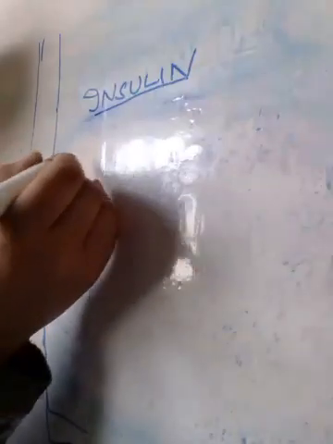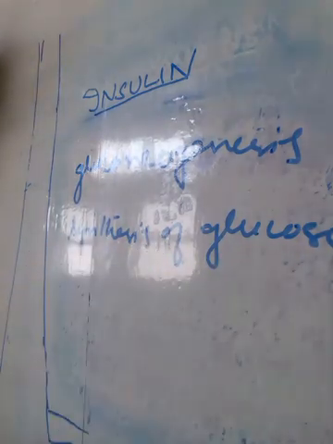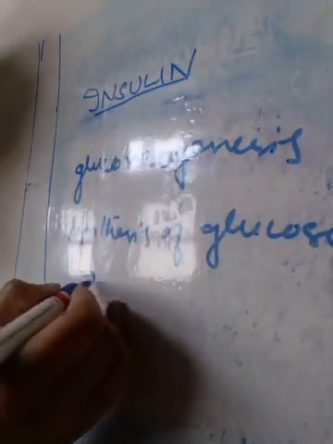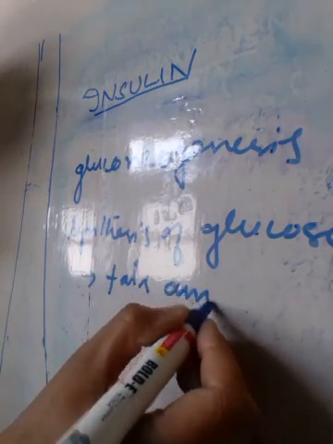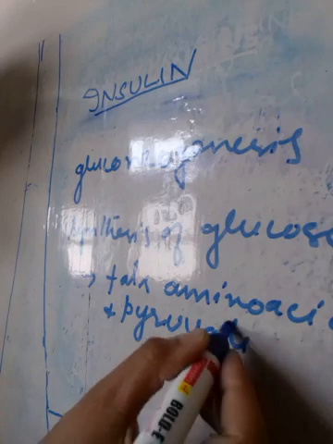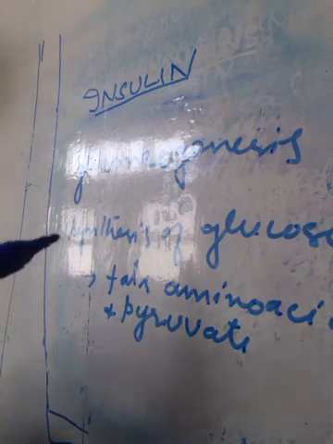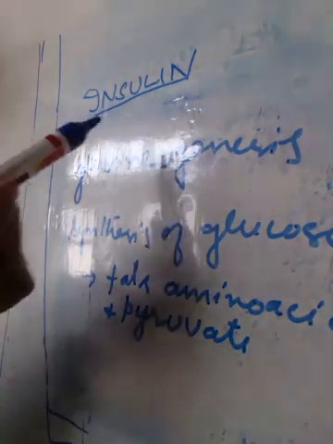Another term is gluconeogenesis. Gluconeogenesis is the synthesis of glucose from non-carbohydrate sources like fats, amino acids, and pyruvate. So gluconeogenesis is the synthesis of glucose from non-carbohydrate sources like fats, amino acids, and pyruvate. These are the processes which we will use in our further lectures.